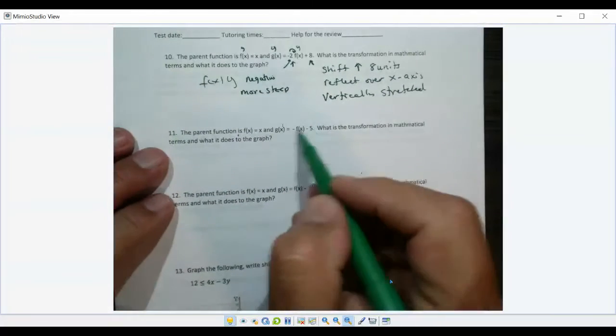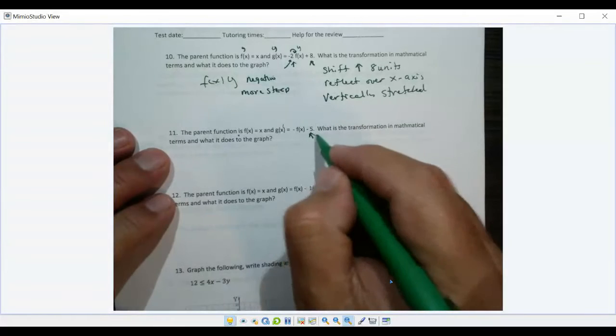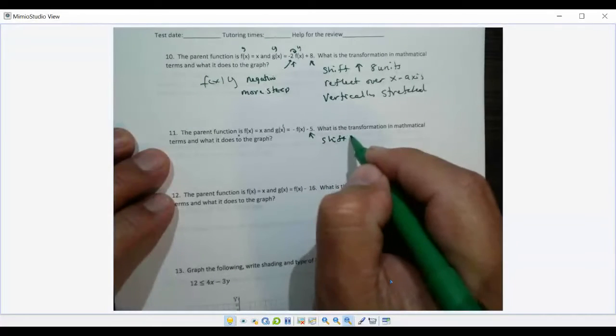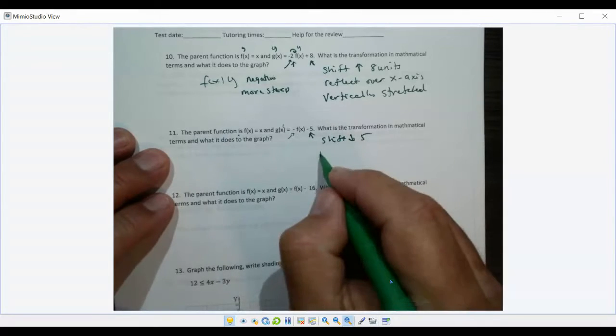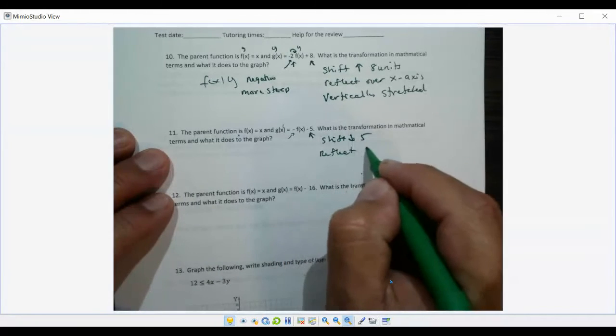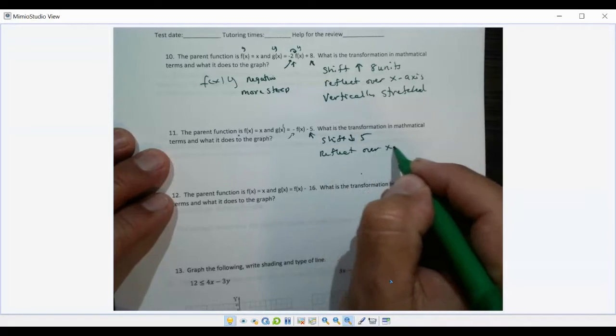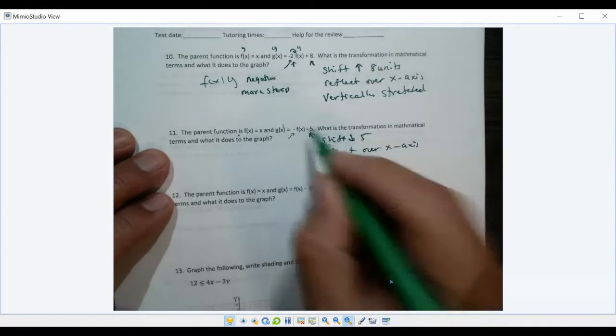All right, so let's do the next one. This one here, same thing, shifts vertically, shifts down 5 units. This right here looks like it reflects over the x-axis. And that's because the x isn't negative, the f of x is.